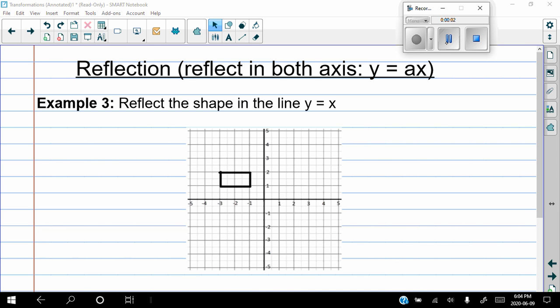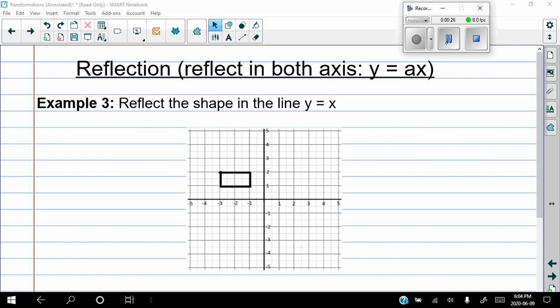So here we're going to talk about reflections again, but instead of talking about a reflection in a horizontal or vertical line, we are going to talk about what happens when we reflect in something that has a little bit of each. So we call these y equals ax, because a could be anything, but we're going to deal with the easiest cases where we don't have a leading coefficient. So we're looking at the line y equals x.